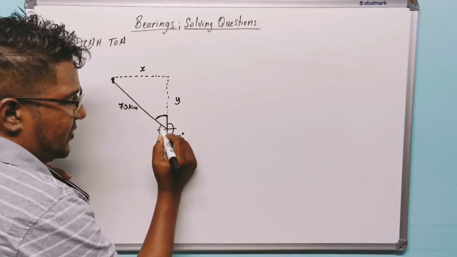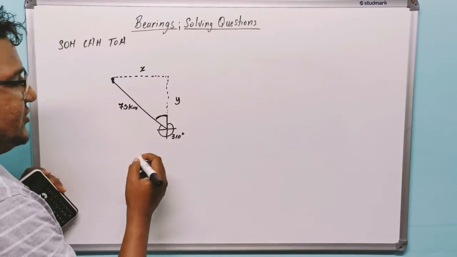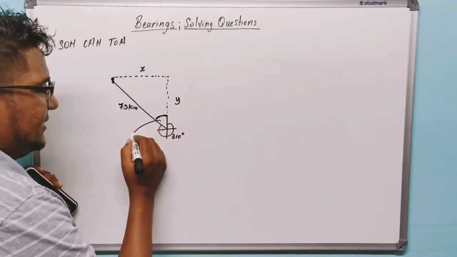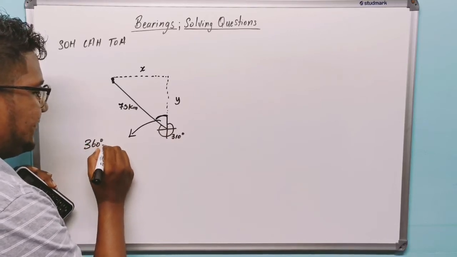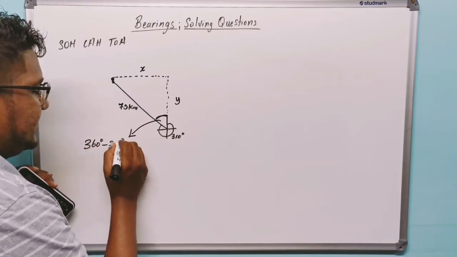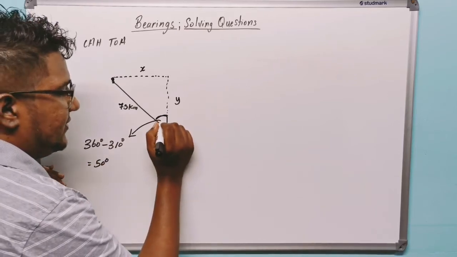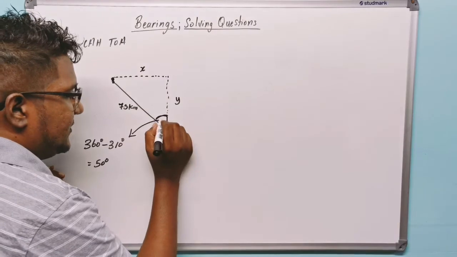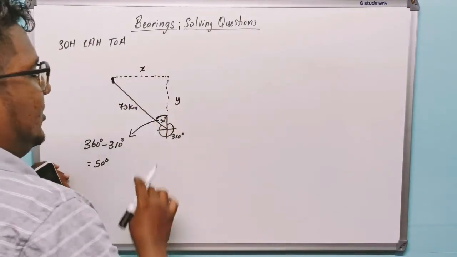If from north come all the way to the bearing line is 310 and the entire rotation is 360, then we could find what this angle is. This angle becomes 360 degrees subtract 310 degrees, and that's going to give me 50 degrees. So the angle here is going to be 50 degrees. Now let's start solving for our sides.